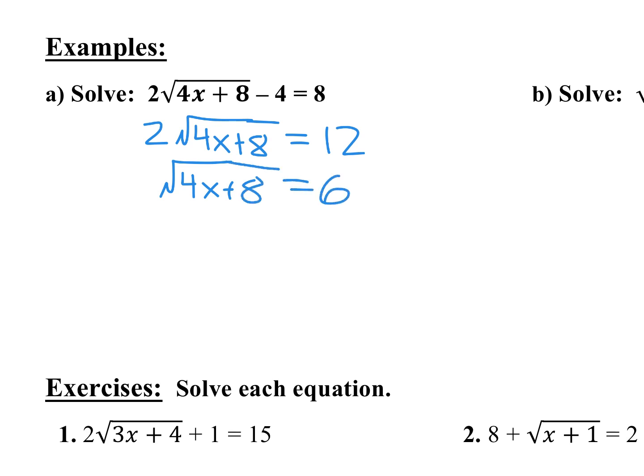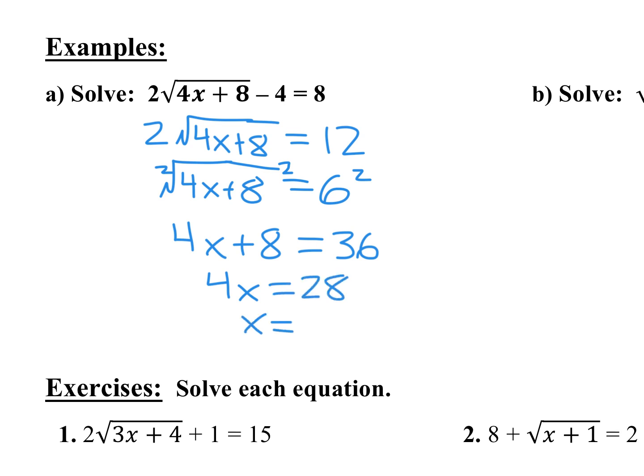And now you have to figure out what the index is. In this case, the index is an invisible 2. So the way I get rid of the radical is to raise both sides to the power equal to that index. So in this case, I'm going to square both sides because the index is 2. All right, so that makes the radical go away on the left. We get 4x plus 8 equals 36. So 4x equals 28. X equals 7.